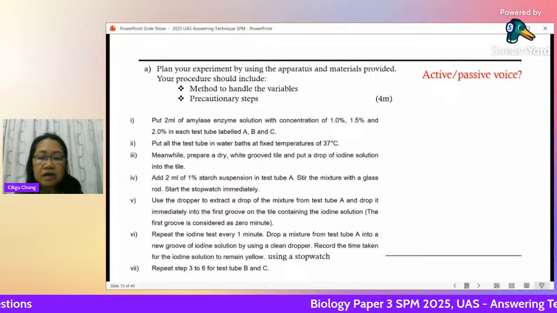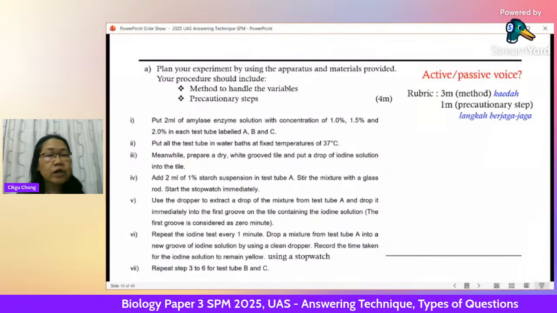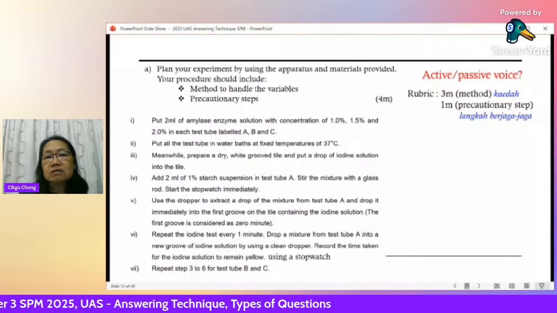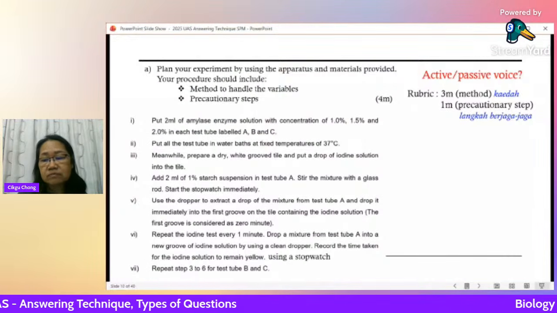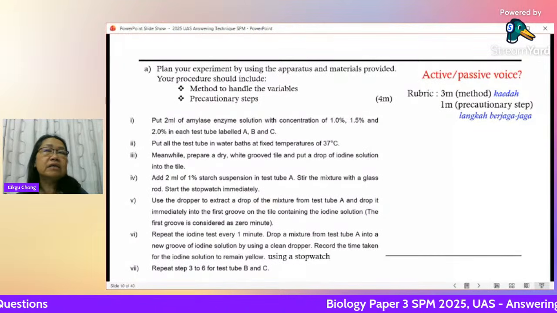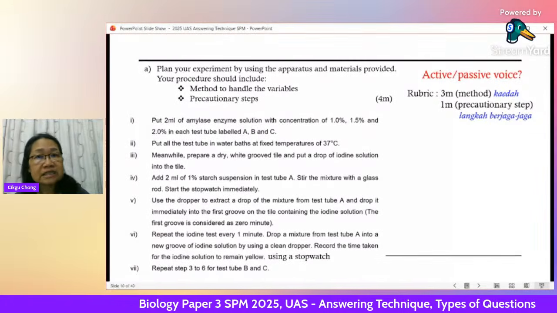That is passive. But it does not matter, because we are not marking you for your English. We are not marking you for your grammar. As long as the meaning is correct, you would not be penalized. But make sure the meaning is clear, all right? Don't write something that is ambiguous, that we don't even understand what you're writing.